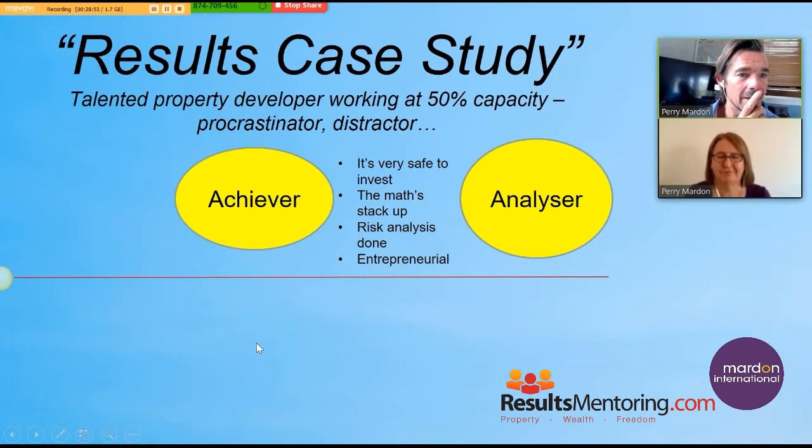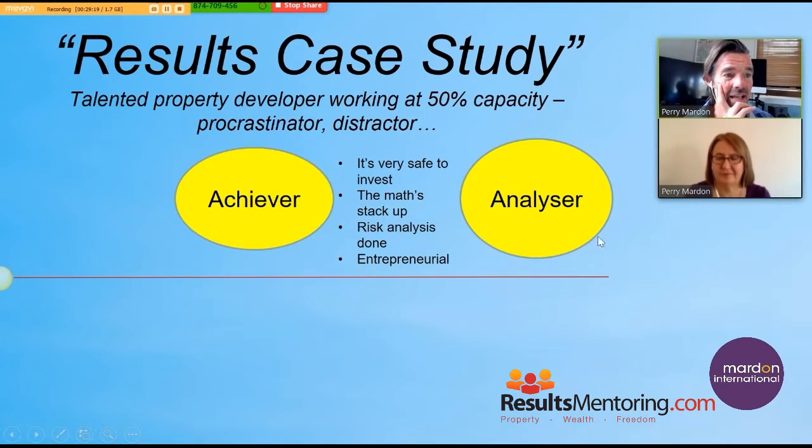This is a talented property developer working at 50% capacity. They were procrastinating and had their distractor in place. So procrastination, by the way, anyone that's got a procrastinator, you're hiding from something on the unconscious level. You don't want to feel something on the unconscious level. And same with distracting behavior. It means that you haven't really fully seen a part that's driving you from the unconscious level.